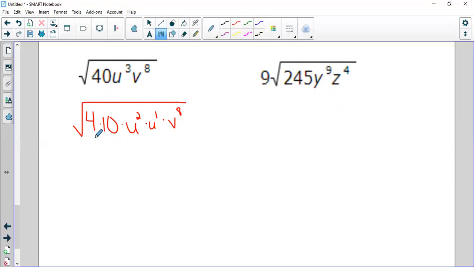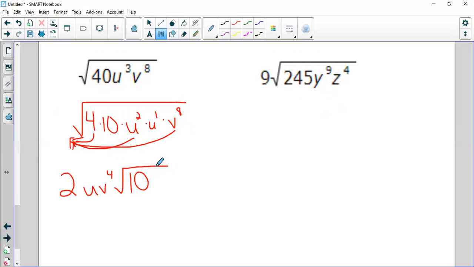So now take those perfect squares and bring them out. 4 is a perfect square. That becomes a 2. Even exponent divides by 2, so u to the 2nd power becomes u to the 1st, or just u. V to the 8th power has an even exponent, comes out, divided by 2. V to the 4th power. And left inside is the 10, which everybody tries to simplify and is not simplifiable because there are no perfect square factors. That u to the 1st power. And no v's because v was an even exponent, so that's a perfect square and all the v's came out of the radical. Final answer.